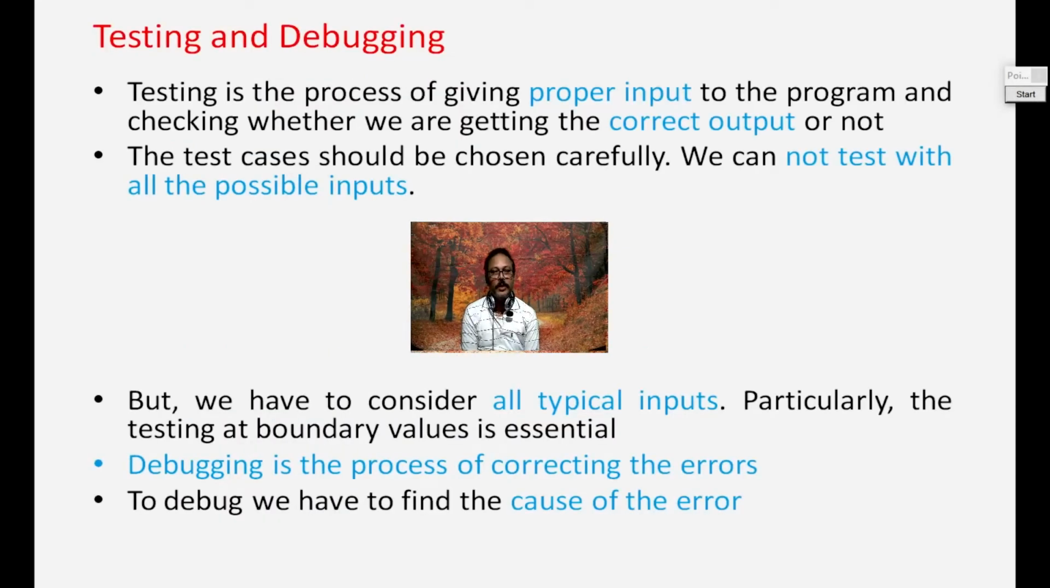So testing and debugging. Testing is the process of giving proper input to the program and checking whether we are getting the correct output or not. So testing is nothing but choosing different sets of inputs, running the program and getting the output. Then after that, check whether the output is correct for that input or not. So that is testing the program. You have to test with all possible typical inputs, particularly the so-called boundary values.